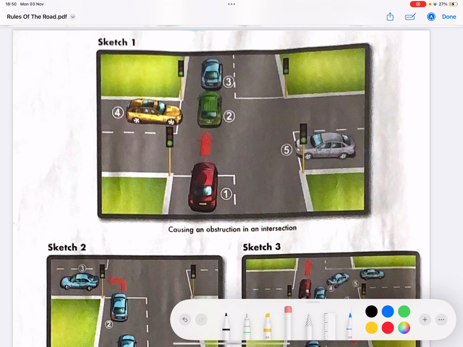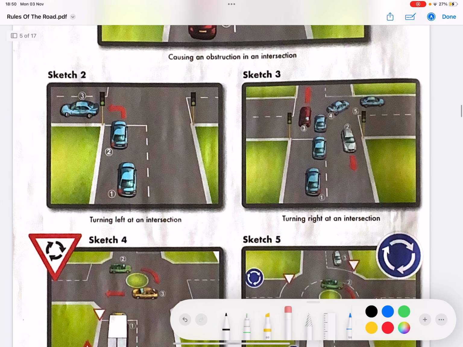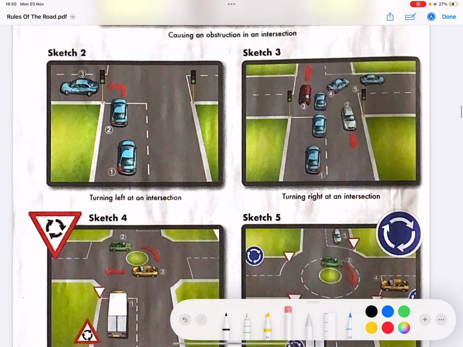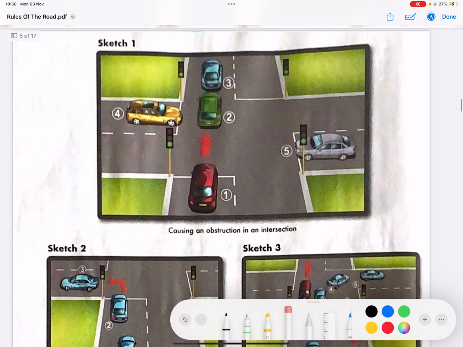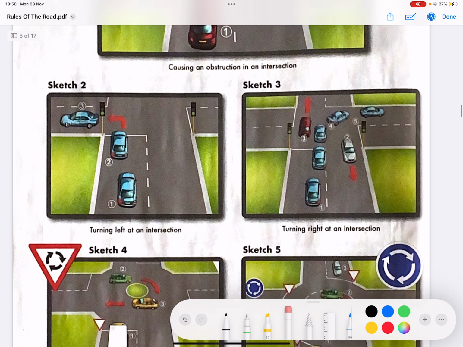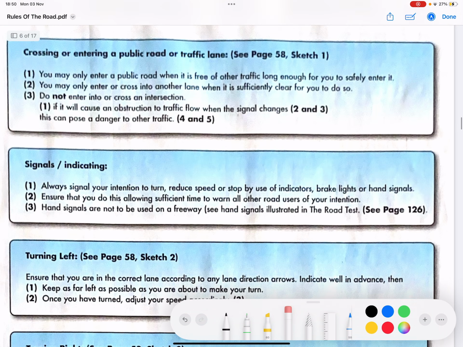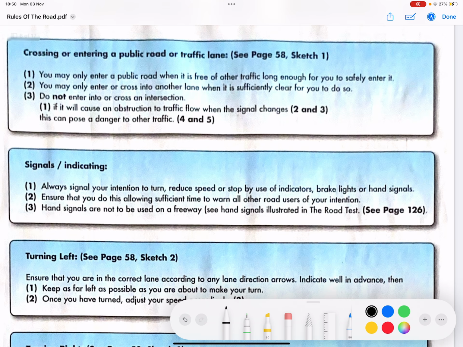All right, so sketch 1, sketch 2, sketch 3, sketch 4, sketch 5. Here are some sketches, okay? And then there's some info that follows after these sketches. Let's now look into the info. What are they telling us?